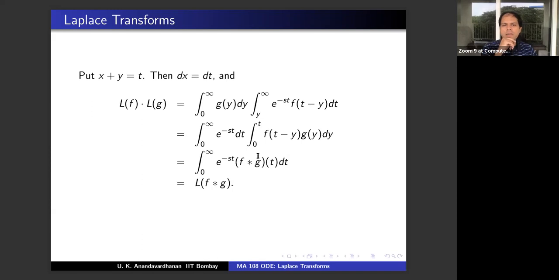So what is the key idea? The key idea is to make a substitution and change the order of integration. If you have to give me one phrase, what is the phrase? What is the key step in the proof?